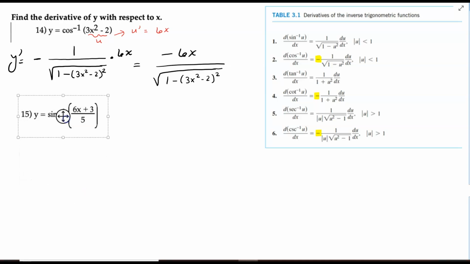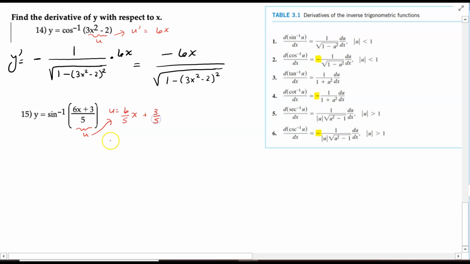So let's slide this problem up just a little bit. This one looks a little bit more challenging just because of this weird looking u here. But if you think about it, I'm going to write it out here. u equals 6 over 5 x plus 3 over 5. It's basically a linear looking function there. So if we were to find u prime, it's just this right here, 6 over 5. There's nothing to it. It's actually really, really simple.